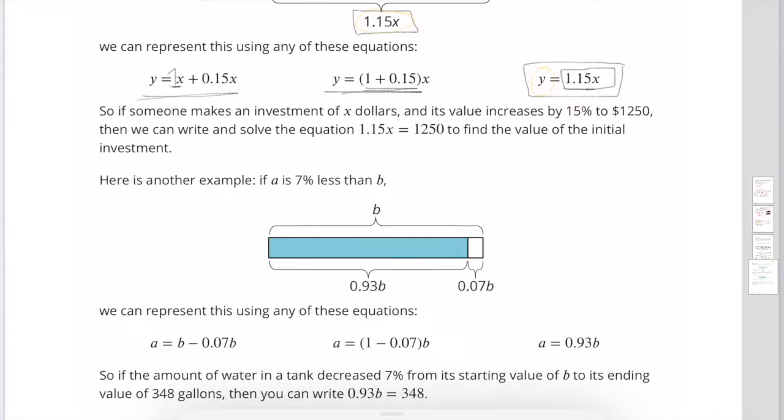Okay, if A is 7% less than B, so we know it's 0.07 less than B, and you notice that's not shaded in. So we have to subtract that from the original amount of B. And again, we have our invisible 1 here. So 1B minus 0.07B gives us 0.93 times B. Same thing here. Remember your distributive property. So you have to multiply this times both of the inside of the parentheses, which would give you 1B minus 0.07B.